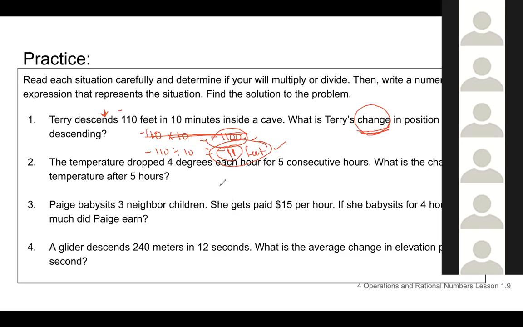All right, let's try the second one. The temperature dropped 4 degrees each hour for 5 consecutive hours. There's a word here. Okay, what is the change in temperature after 5 hours? That's what the question is asking you.